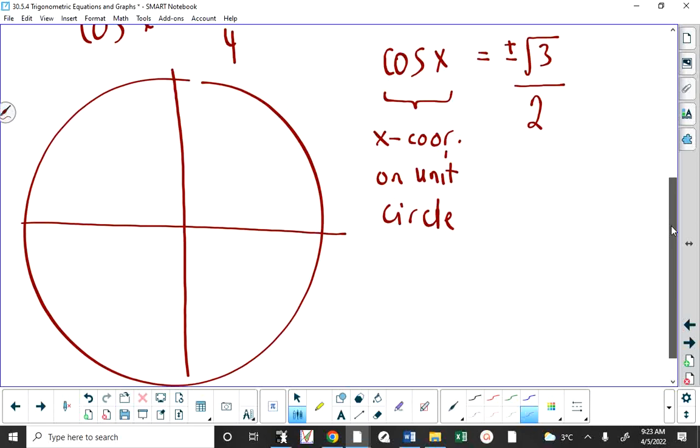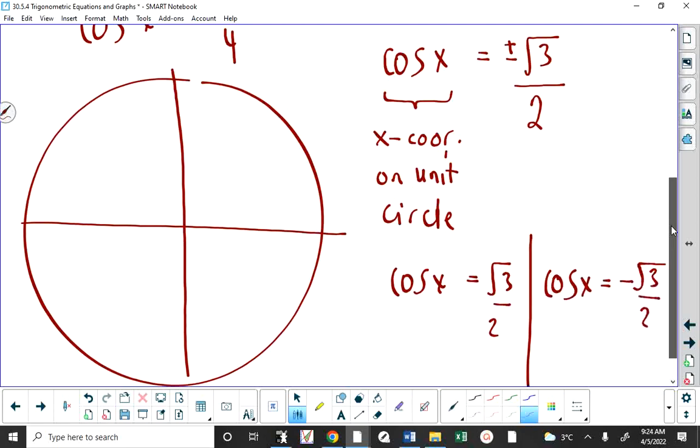And that tells me that, I'm going to actually break this down. I'm going to write cosine of x equals root 3 over 2, and cosine of x equals negative root 3 over 2. So where is cosine root 3 over 2? It's root 3 over 2 here and here at these two places.